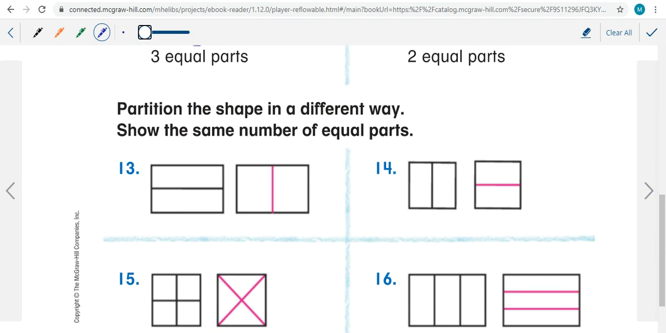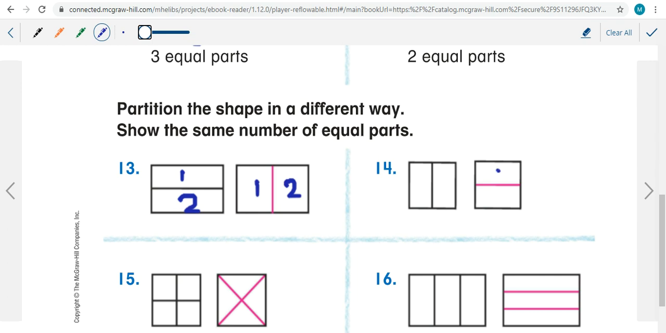Partition the shape in a different way. Show the same number of equal parts. So the shape is already divided into 2 equal parts. So you're going to draw on the shape beside another way to separate or to partition that shape into the same number of parts. Okay, so here's another example.